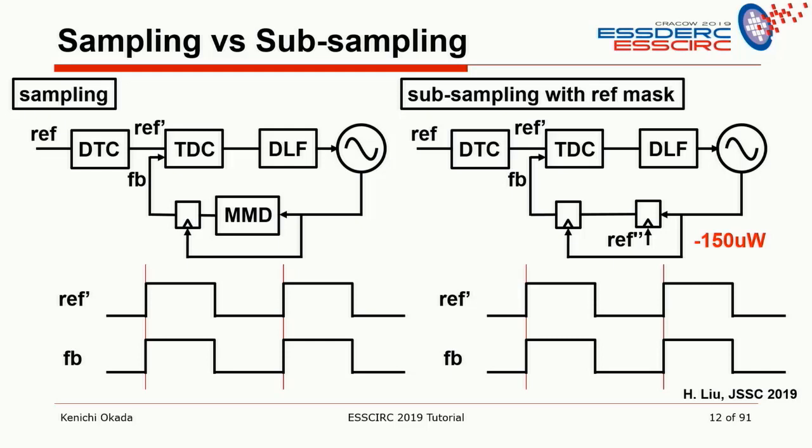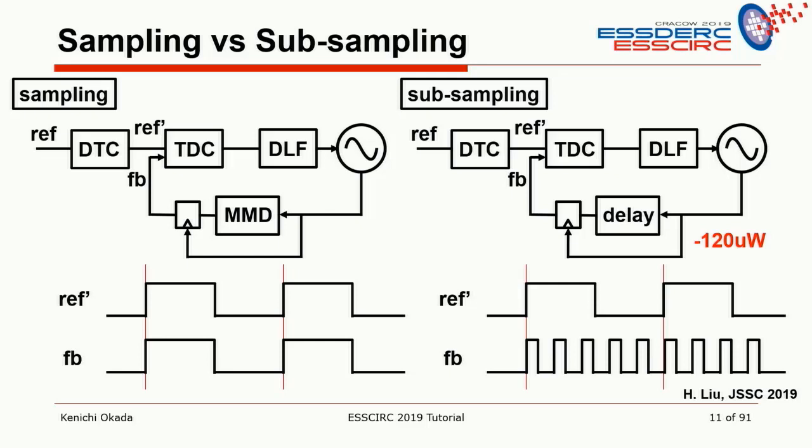Basically, I think sampling and subsampling operations offer almost the same transfer function, as far as I know. The left one is a sampling PLL, just using the multi-modulus divider. This is a very common type of PLL. In this case, the reference signal is modulated by the DTC, and the reference and the feedback signal are used as input signals for the DTC. In this case, the reference and the feedback signal are very correlated and always have a very small difference.